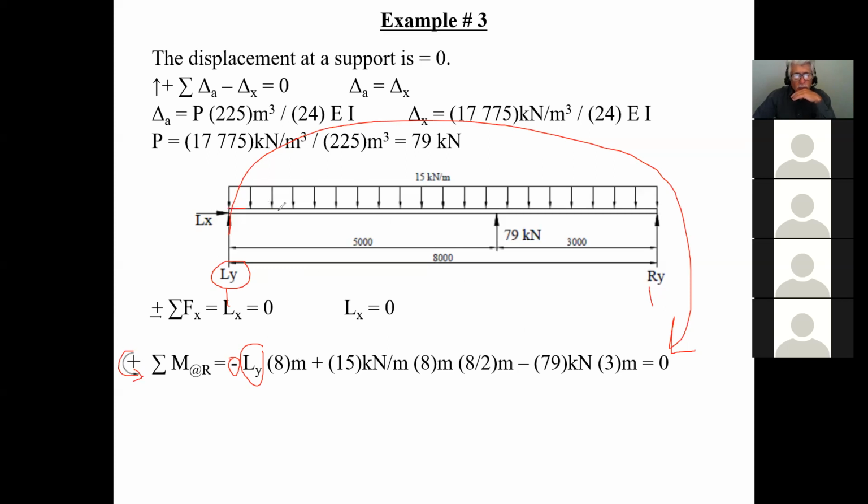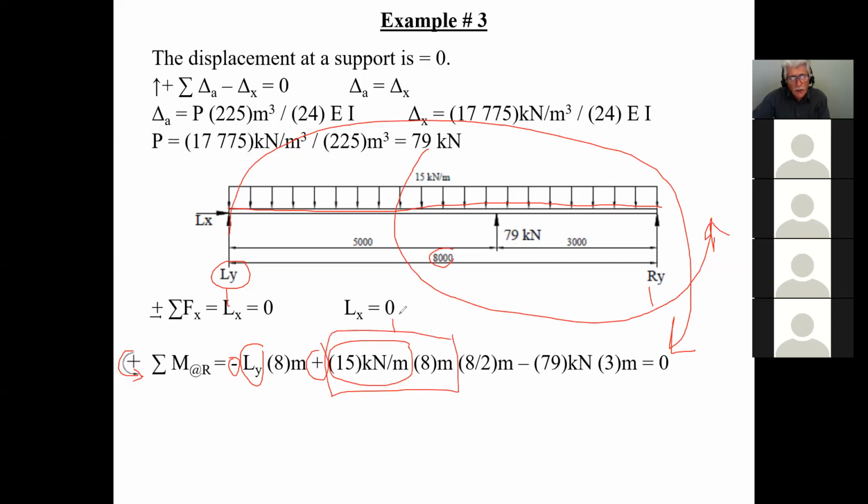Now I can take this as being just one distributed load. Therefore I take 15 kilonewtons per meter times 8 meters. First of all, I have to worry about the sign. It's going counterclockwise, therefore it's positive. Then I worry about the force, so it's 15 kilonewtons per meter times 8 meters. This gives me the force. And how and where is it acting with respect to the point I'm taking moments? About halfway over, so it's 8 over 2 meters.